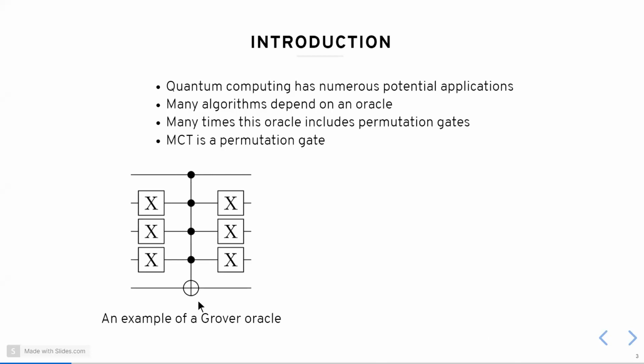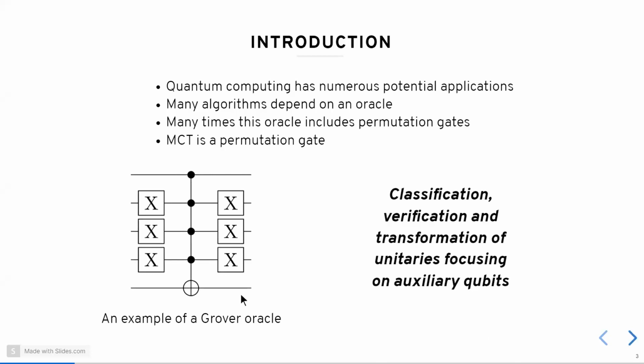Extended from these points, we will be looking at the classification, verification, and the transformation of unitaries, focusing on auxiliary qubits. What these terms mean will become clear as the talk progresses.